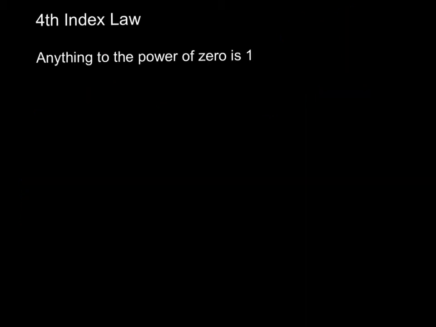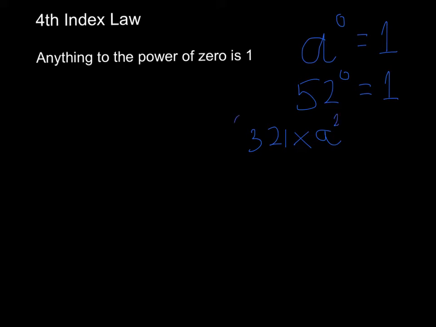The final index law, and probably the easiest one, is that anything to the power of 0 is equal to 1. So you can see a to the power of 0 is equal to 1. You could say 52 to the power of 0 is equal to 1. You could have a crazy equation in brackets like 321 times by a squared all to the power of 0. Doesn't matter, it's inside the brackets, all getting raised to that power of 0. It's going to be equal to 1.